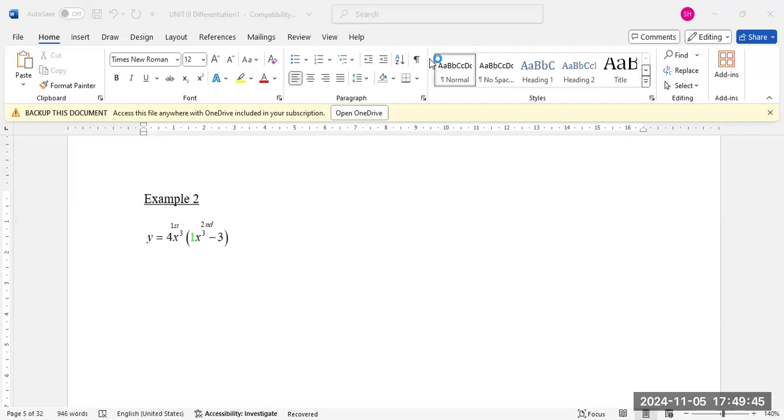When I did the multiplication to multiply the 4x cubed by the 3x squared, I got 12x to the power of 5. And then when I did the same thing to the x cubed times the 12x squared, I got another 12x to the power of 5. And then 3 times the 12x squared is 36x squared. So then I got a total of 24x to the power of 5 minus 36x squared.